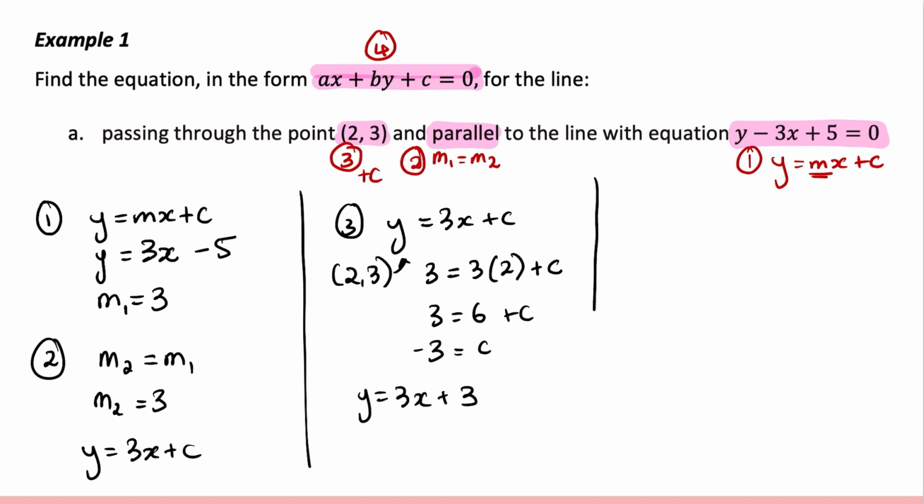And this is why it's really important to read your question carefully, because it looks like we have, sorry, that should be a minus 3. It looks like we've got an answer, and we do, but it's not in the form that they've asked us to put it in. So step 4 is to then get everything over to one side. So that'll be y equals minus 3x plus 3 is equal to 0. And that's my final answer.